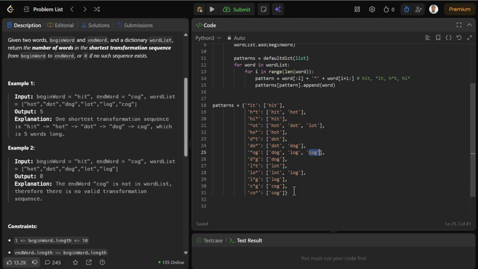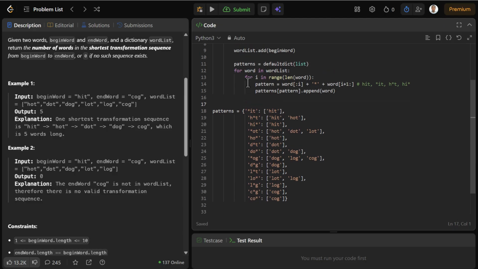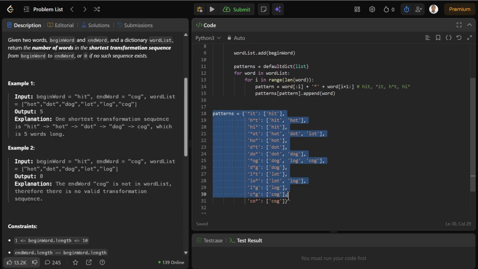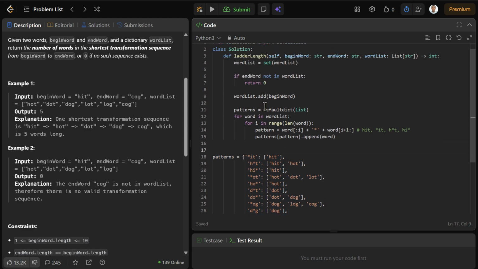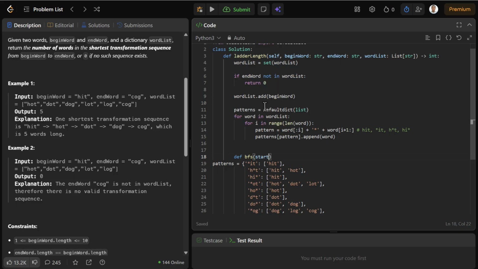The next thing now is for us to write the BFS of this. I'm going to leave this pattern here so that we can see how we can write the BFS of this particular problem. All right, so let's come down here. I'm going to define my BFS, def bfs. My BFS is going to take 2 words. The first one is going to be my starting node, and then also the end word.